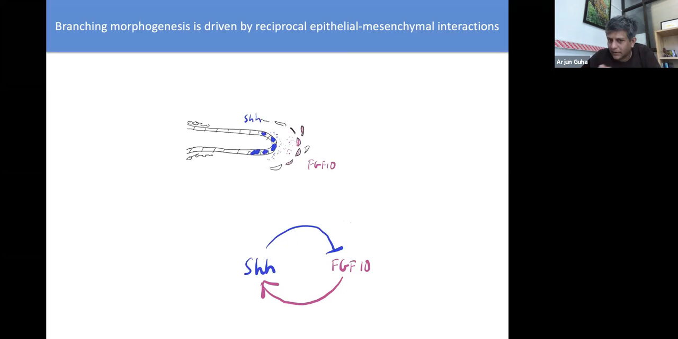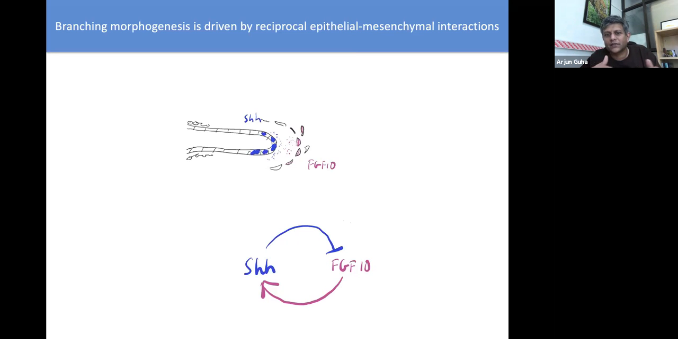And it turns out that there is no clear answer to this question, but there was a very interesting computational or modeling study where people began to play with the dynamics of FGF10 and sonic hedgehog, in terms of the intensities and the time course of signaling taking place in this very localized milieu of the branch tip.